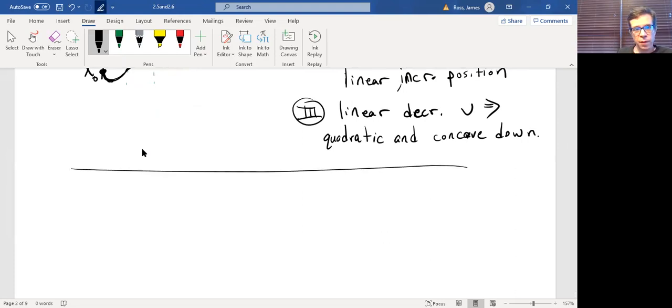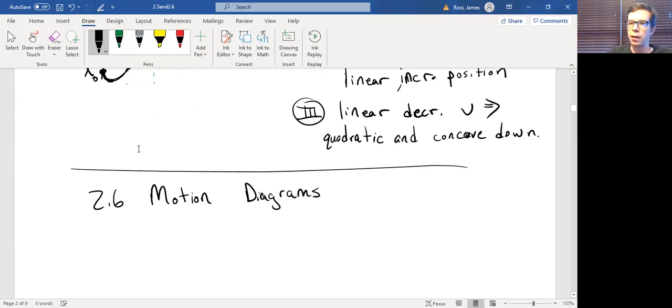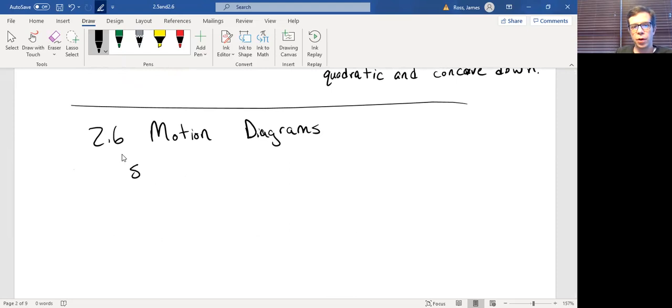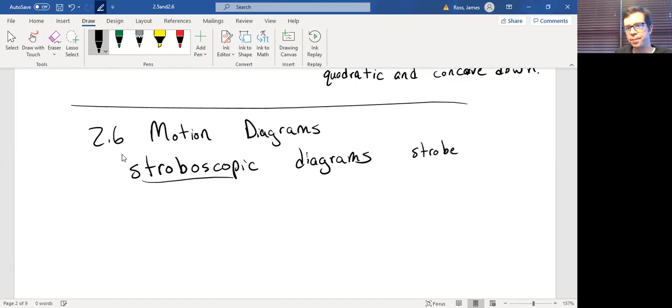Associated to 2.6, I wanted to talk a little bit about the motion diagrams here. And this section talks about what you would call stroboscopic diagrams. Right, stroboscopic, so you're thinking like a strobe light. Imagine you have something moving and you have a strobe light blinking. So you can only see where it is when the strobe light is on.